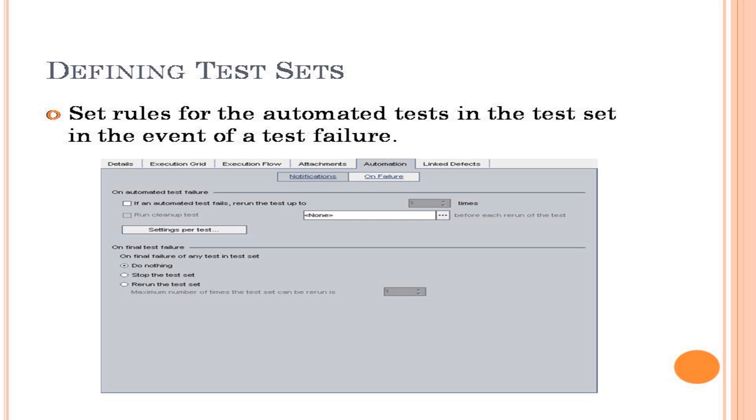8. Set rules for the automated tests in the test set in the event of a test failure. Click the Automation tab. Click on Failure. Perform the following. On automated test failure, select the first checkbox, and make sure that the number of times an automated test can be rerun is set to 1. On final test failure, make sure that the Do Nothing option is selected.